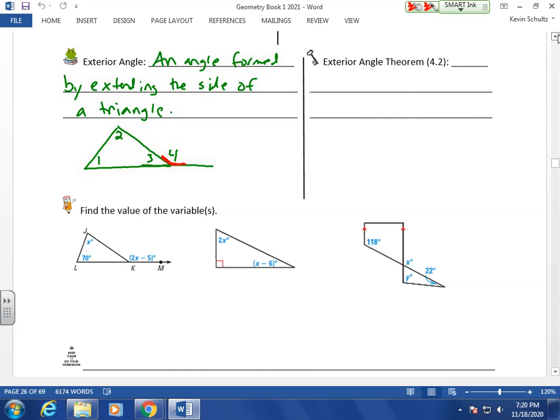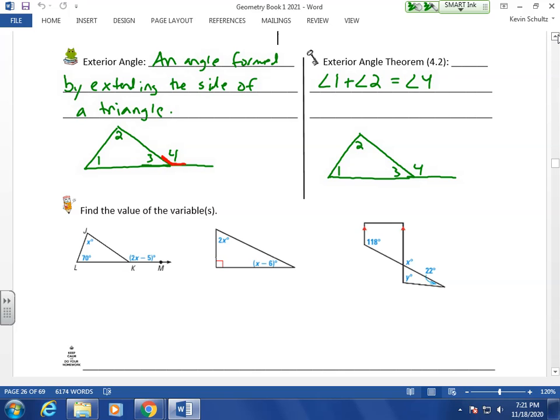And with that, the exterior angle theorem, okay, says that, going with the same picture here, I'll try and copy and paste this freehand. Extend that out. We have angle 1, angle 2, angle 3, and angle 4 is right here. What the exterior angle theorem says is that angle 1 plus angle 2 is equal to angle 4.